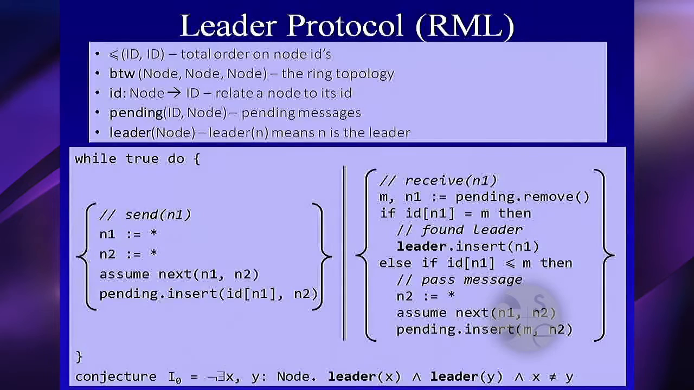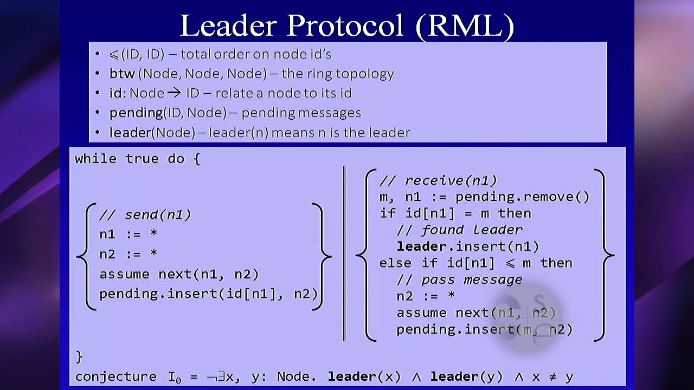And there is ID, which is a function from a node to an ID. And there is pending, which says that some ID is pending on some node. And leader is a unary relation which says that a node is a leader. Okay, so the safety property says that there exist no two nodes which are both leaders. So this is the safety property.